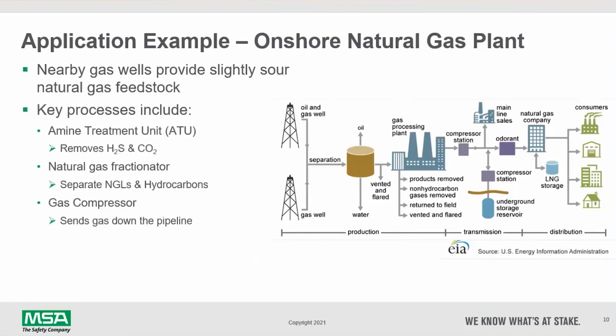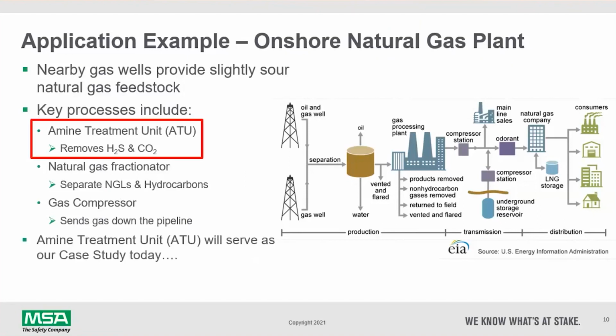Within that plant, there are some key processes, including an amine treatment unit to remove the H2S and the carbon dioxide, a natural gas fractionator to separate the hydrocarbons and the liquids out of our feedstock, and then also clean it and send it to the gas compressor to route it down the pipeline to the distribution system. We selected for our case study today the amine treatment unit, or ATU, and I think the next slide will give us a closer view of the ATU process.